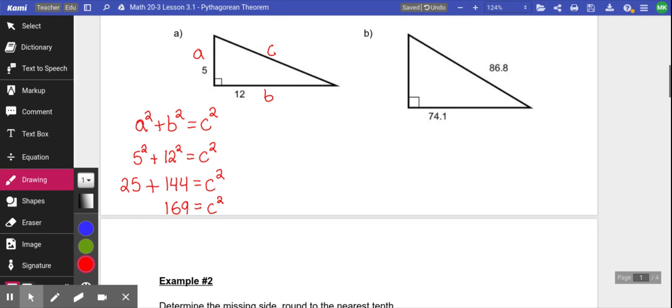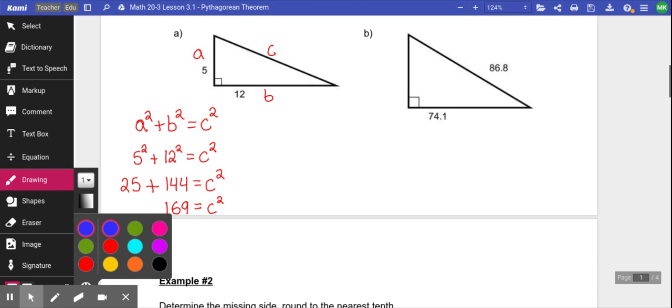Where did the 25 and then the 144 come from? 5 squared equals 25, and 12 squared equals 144. So I was just calculating slower. Okay, you went faster than me. No, you're good. Arla said the answer is 13. Right? So how'd you get 13?